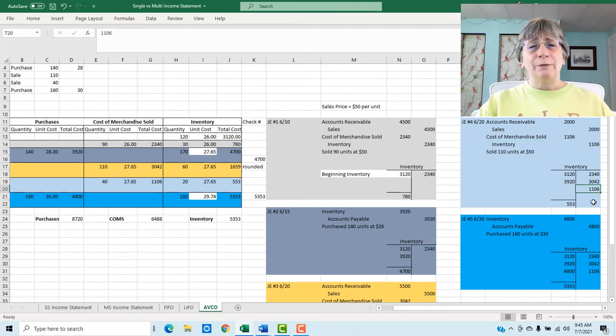We're reducing our inventory by $1,106, leaves us with a new inventory balance of $553, which is 20 units at an average cost of $27.65 for $553. Then we're going to purchase some new units. So we're purchasing 160 units at $30 for $4,800.